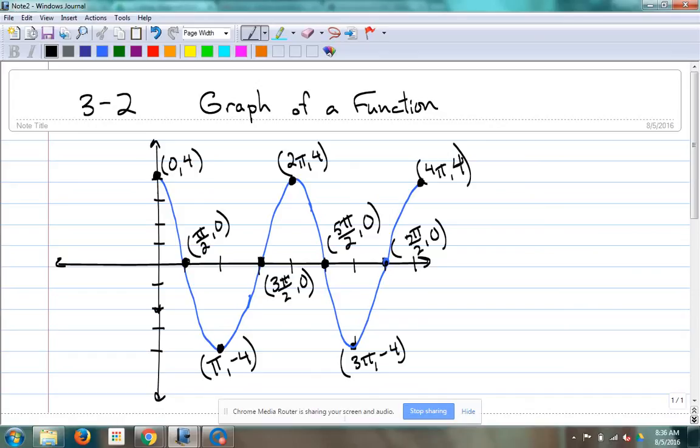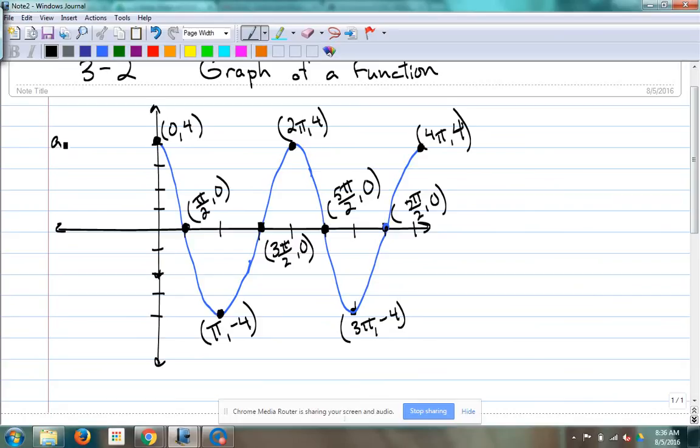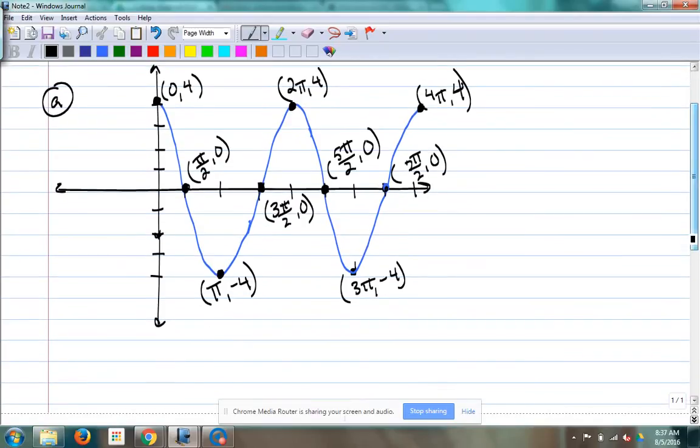Okay, so with that, based on this graph, we'll just call this example A. We're just going to do some work with it. I'm going to ask you a bunch of questions about it, and we're going to figure them out together. Notice that it doesn't have an arrow pointing to the left and an arrow pointing to the right or up or down. It ends here and here. So it's just this one little section of this graph that we're looking at. With that being said, let's start answering some questions.